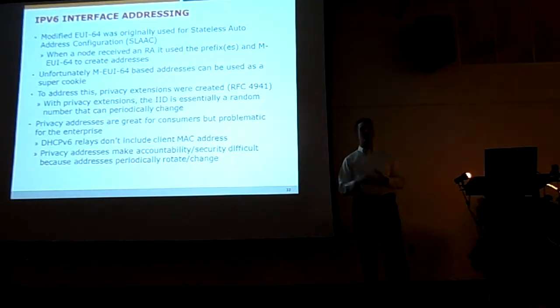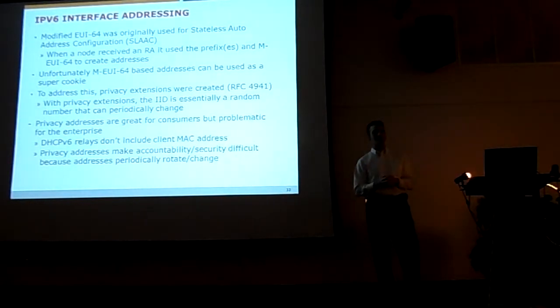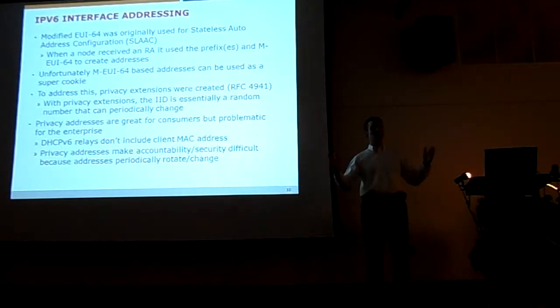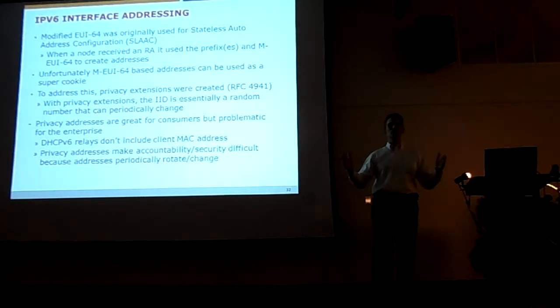But it turns out there's a problem with that, because back in the IPX days, we didn't really have an IPX internet. So if everybody uses a predictable interface ID, that becomes a super cookie, right? It's going to be constant across all networks, which lets me track you.